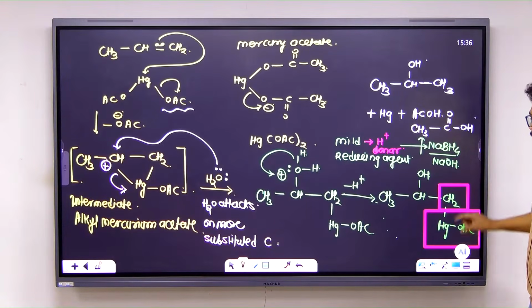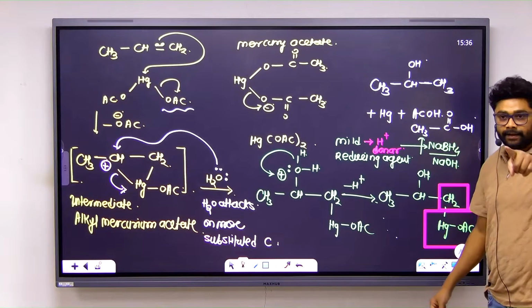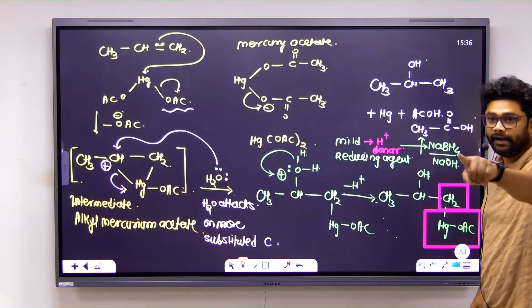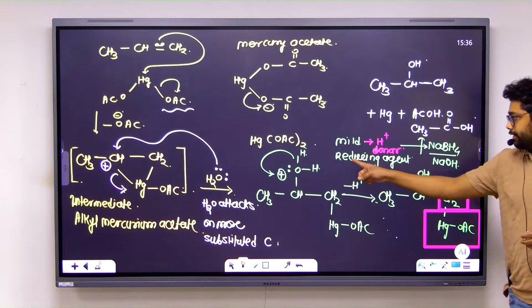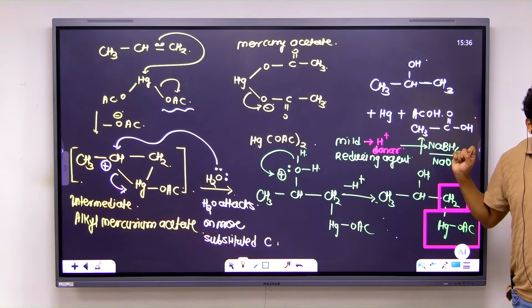So there is a group CH3, CHOH and CH2, HgOAc like here. And after that, you just use NaBH4. What is its name? Sodium borohydride. What is its role? Reducing agent. What does it do?